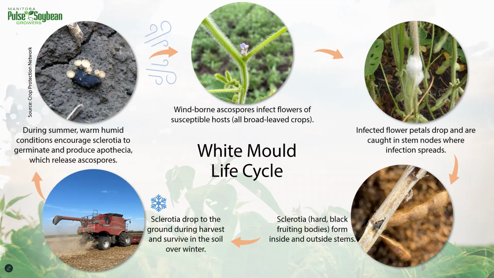Once those petals drop, they are caught in stem nodes where infection spreads. Later in summer, those sclerotia bodies are formed on or in stems and drop to the soil with chaff during harvest.